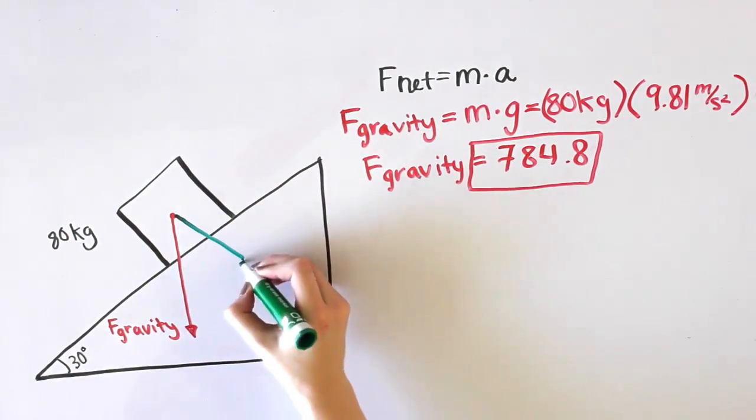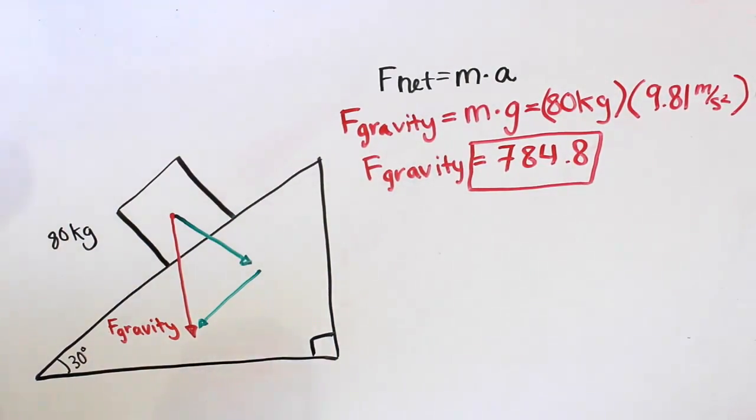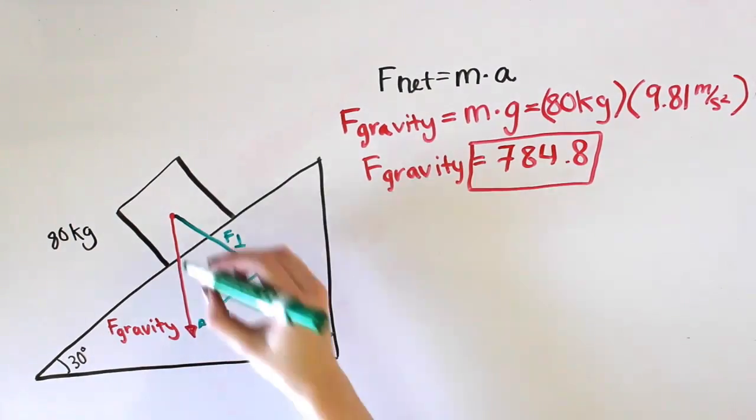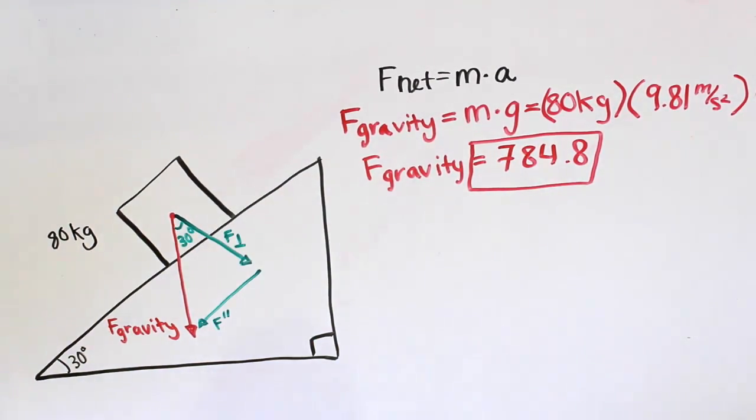Gravity's force can be resolved, or split, into two components. These vectors are called the perpendicular and parallel forces. The angle here is the same as the angle that the plane makes with the ground, and the force of gravity, or hypotenuse, is mg.